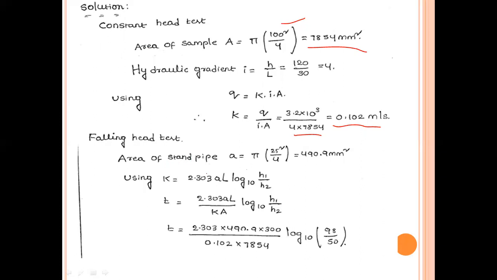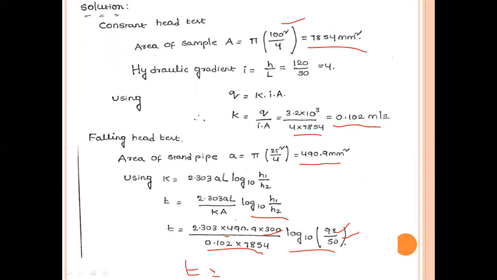Next one, the falling head test. Area of the standpipe a equals pi by 4 into 0.25 square, that equals 490.9 mm square. Using k equals 2.303 a L by A t log base 10 of H1 by H2, so t equals 2.303 a L divided by k A, log base 10 of H1 by H2. Then finally t equals 2.303 into a, the standpipe cross-section area 490.9, and L is 300, divided by 0.102 into 7854, and log base 10 of H1 is 98, H2 is 50. Substitute, then finally the t value comes out.